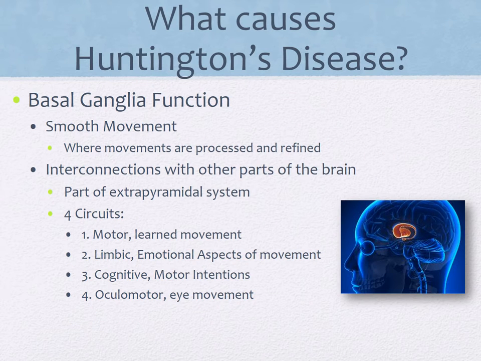Because the basal ganglia is affected, let's take a quick look at its important functions. It's used for coordination of smooth movement. It's where movements are planned out and refined. It's interconnected with several other parts of the brain. There are also four different functional circuits, which include motor, limbic, cognitive, and oculomotor.